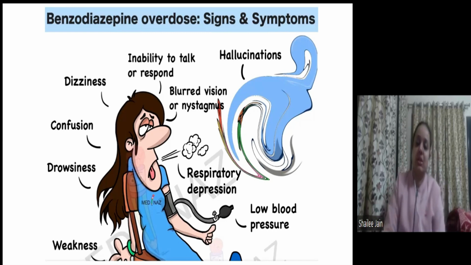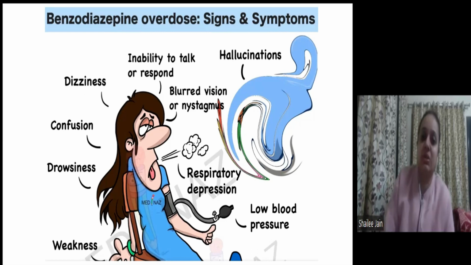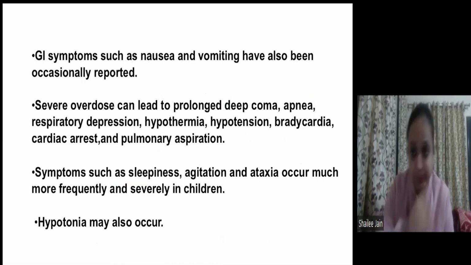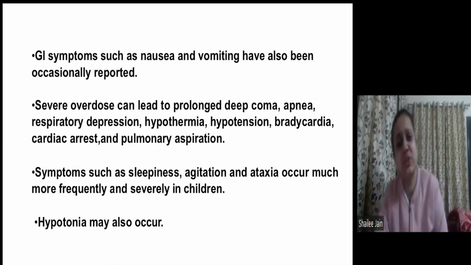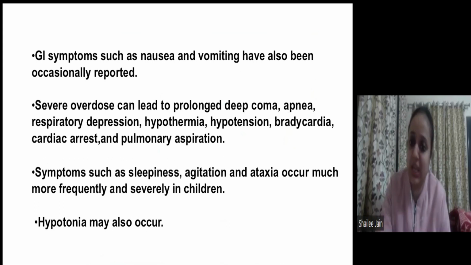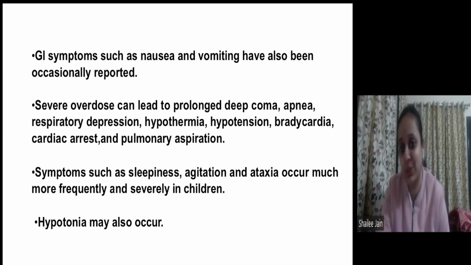So what do we see? It's basically a clinical diagnosis. The patient will have a history of overdose and the patient will have clinical symptoms. So we have to catch these points. Also, the patient will present to us with GI symptoms like nausea or vomiting. Sometimes overdose can cause deep coma, apnea, respiratory depression, hypothermia, hypertension, bradycardia or arrest, or sometimes pulmonary aspiration as well.